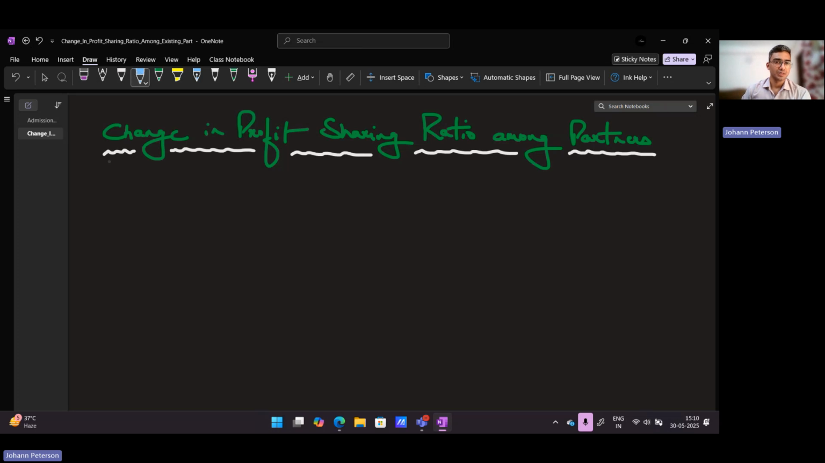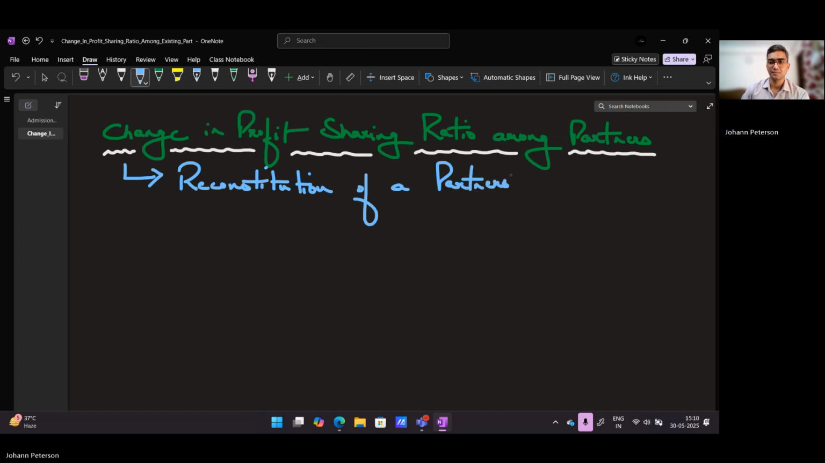In any situation when there is a change in the profit sharing ratio, we must remember this is known as a reconstitution of a partnership. This happens when there is a change in the profit sharing ratio among partners.